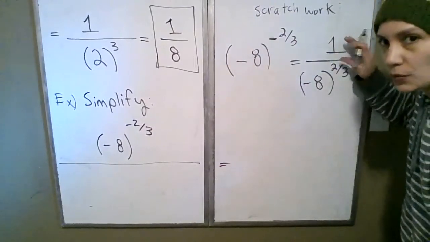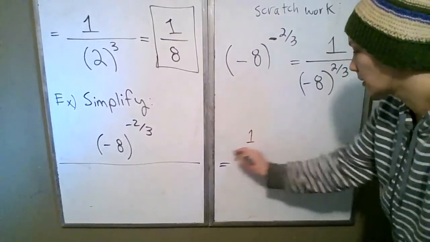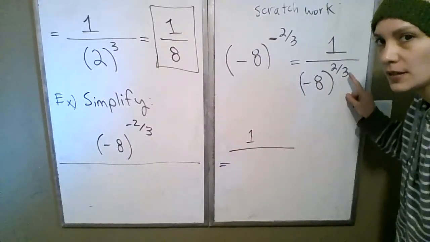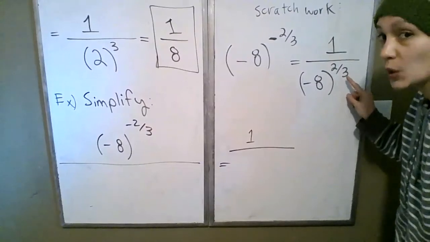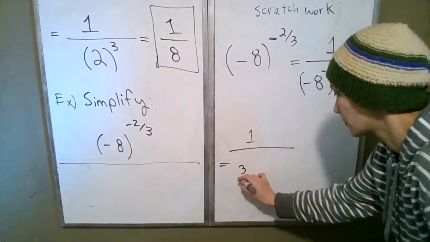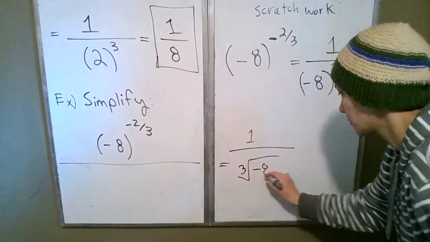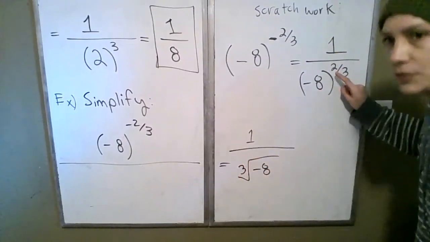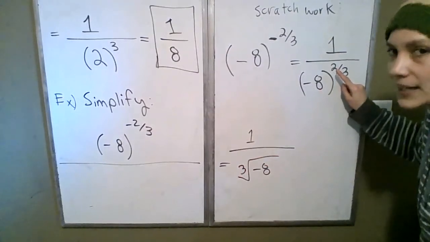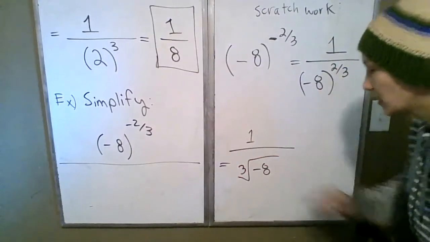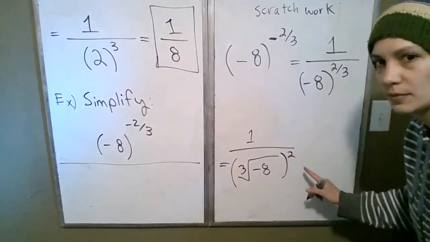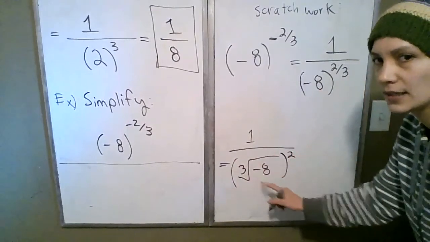So we've got a 1 over. We're going to take the denominator and make that our root. So it's a cube root of -8. And the numerator of 2 can be under the root or outside of the root. You can pick either one. I just like to put it on the outside, and that way I can take care of it later. I can square all this stuff once I've taken care of that part inside.